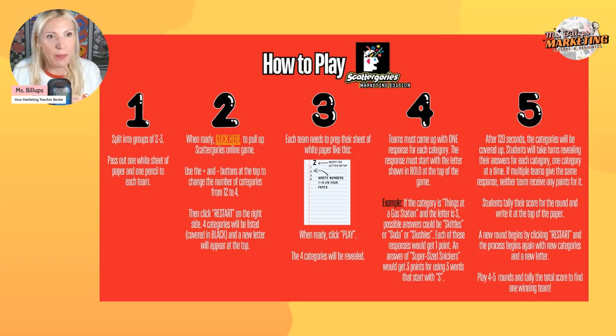Okay. And then I pass out sheets of paper, white paper, lined paper, it doesn't matter. And a pencil, 1 pencil per group because there's only 1 writer. And they can figure out who's going to write each round, but a piece of paper and a pencil to start. Okay. Next thing you do is you're going to pull up the Scattergories online game board.